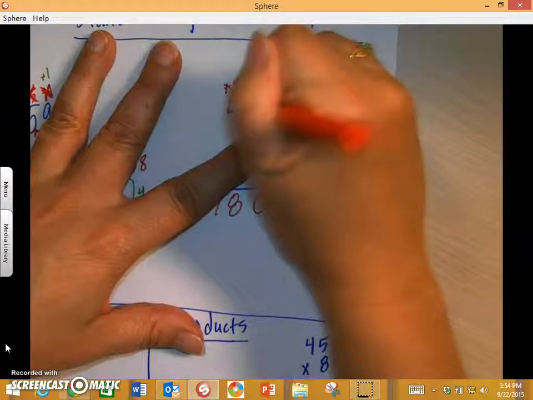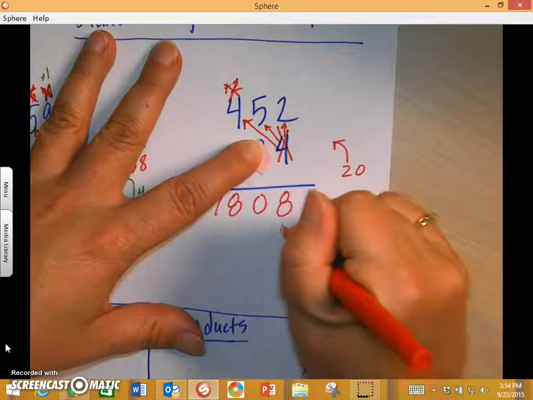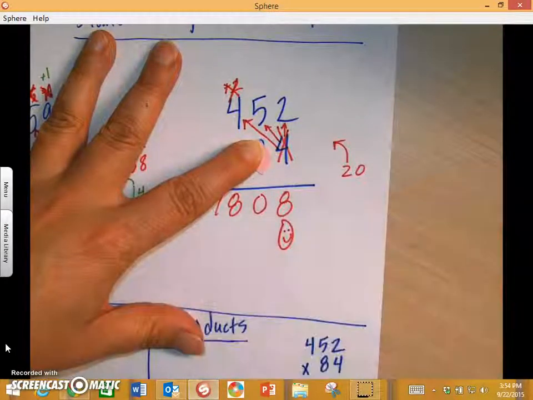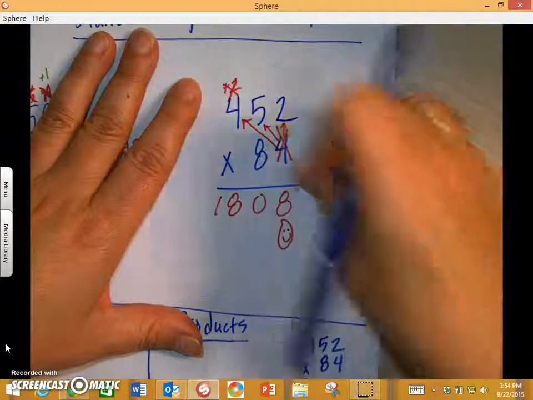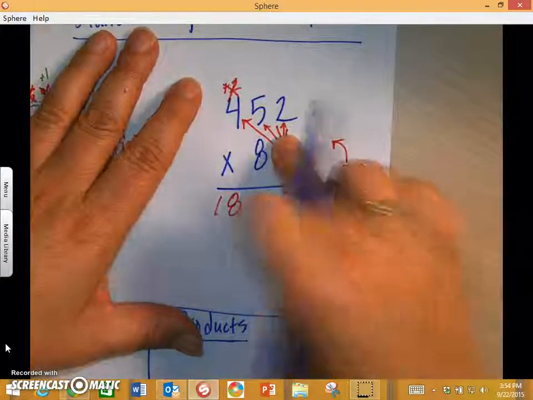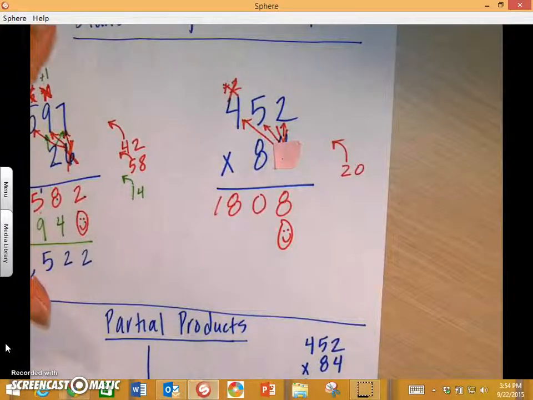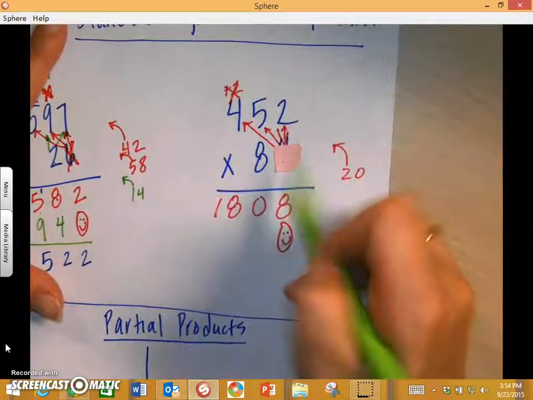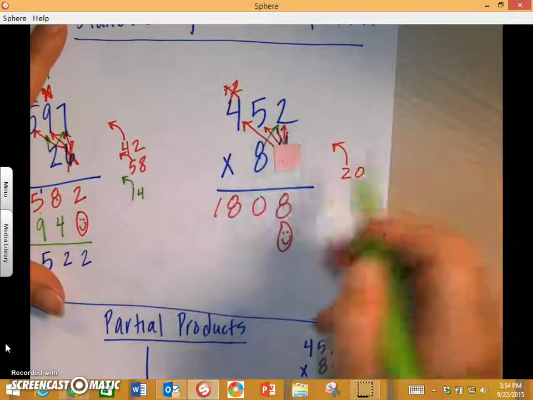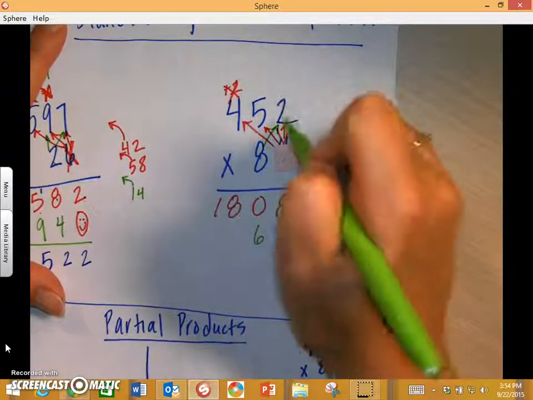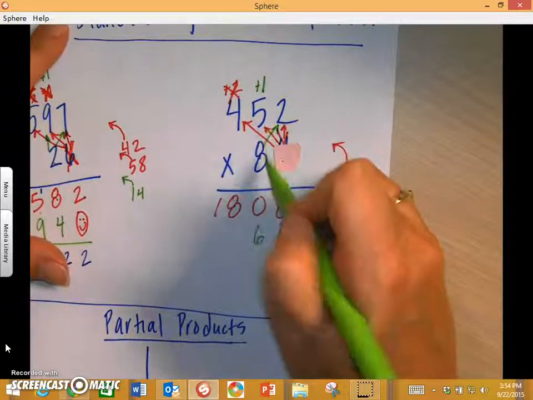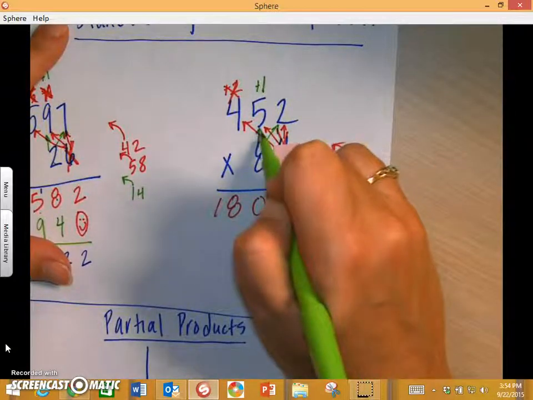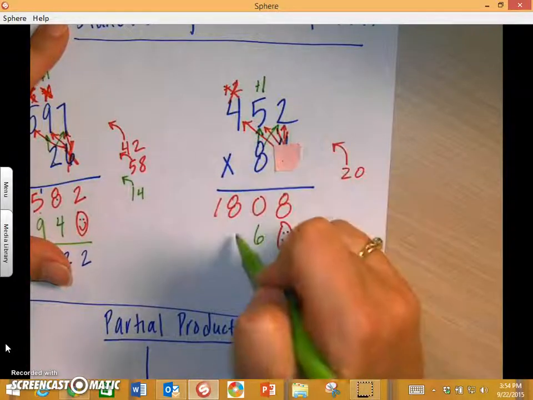Now I get rid of all that stuff I just used. Make sure I put my little 0 there, my little smiley face. I'm going to cover that 4 up so that I don't get confused. Let's use green. Now I'm going to do the 8 times the 2, which equals 16. I write my 6. Carry my plus 1 to the next place that I'm going, which is the 5. 8 times the 5 equals 40. Plus 1 is 41.